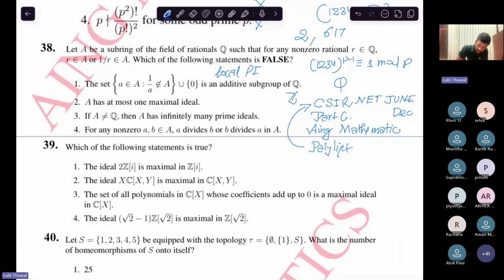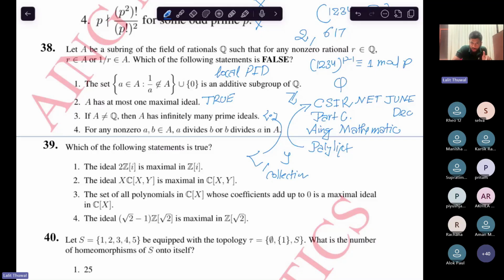Local PID means it has only one nonzero maximal ideal, and every nonzero prime ideal in a PID is maximal. So it has exactly two prime ideals. One is 0 and the other is the maximal ideal, which is the collection of all non-units. Otherwise, if you don't know about local PIDs and discrete valuation rings, how do you solve that?